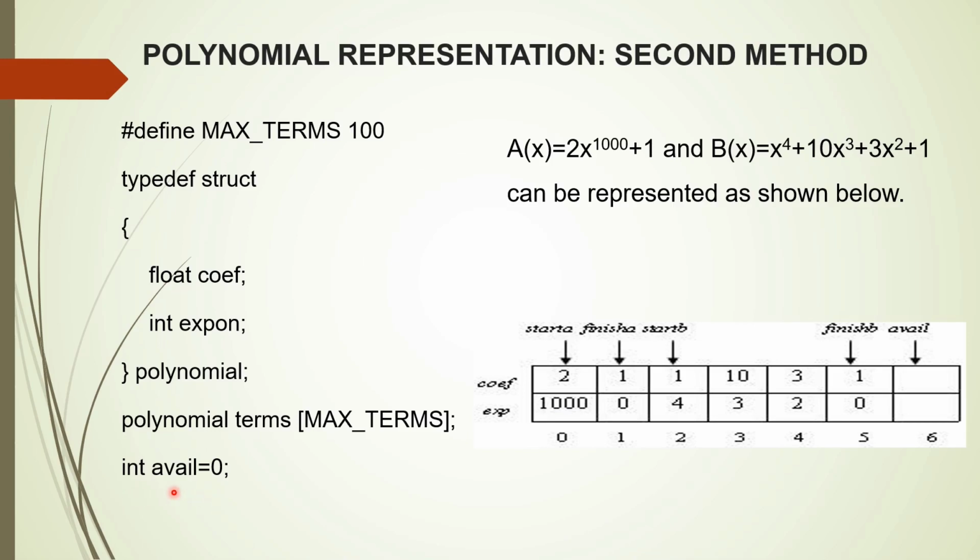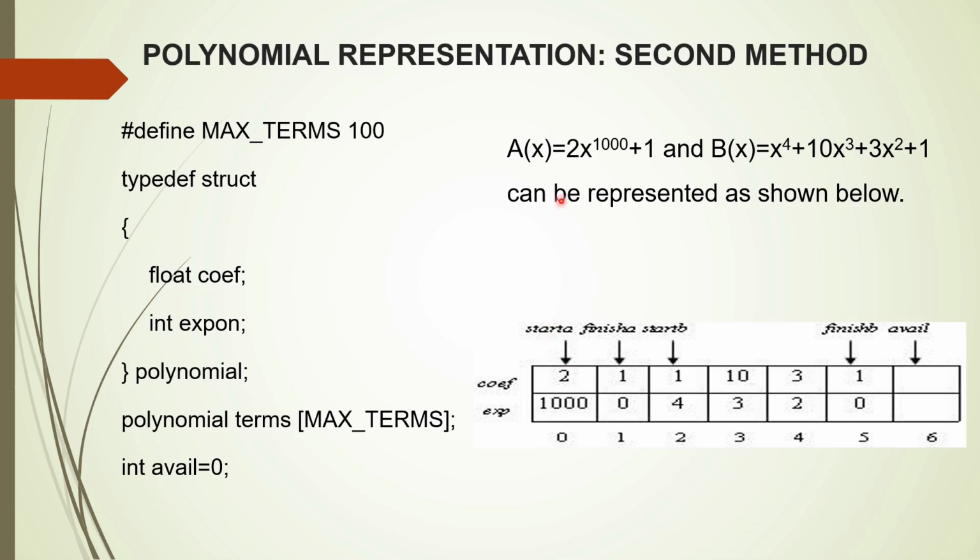So here we are using one more variable called avail. Avail is a variable pointing to the next available location. Initially it is 0. There are two fields here, coefficient and exponent. This is an array, and the name of this array is terms. Along with that we are maintaining some more variables.